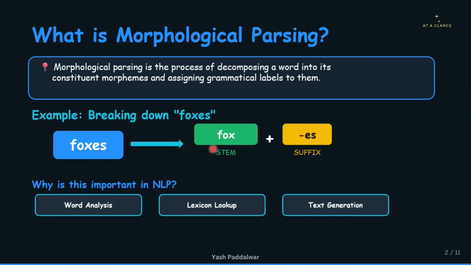So, in short, morphological parsing does two things. First, it splits the word, right? And then it labels each part grammatically, like fox is a stem and es is a suffix. Now, why is this important in NLP? Because it helps in word analysis, lexicon lookup, and text generation. So, I hope this term is clear to you all.